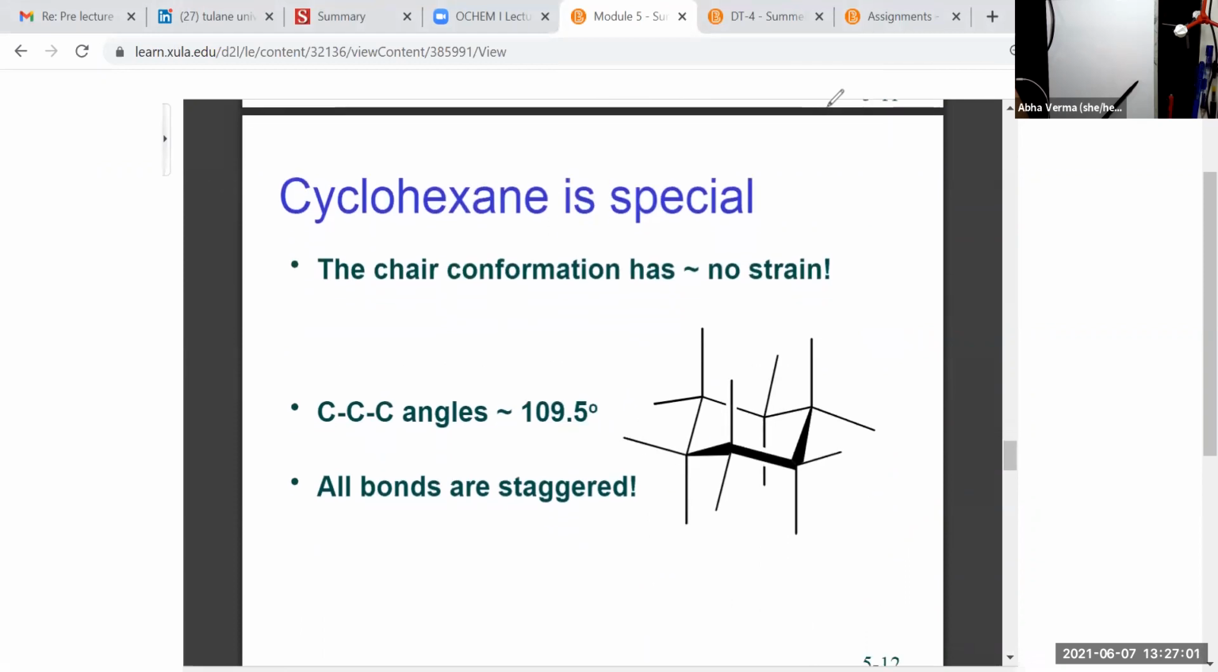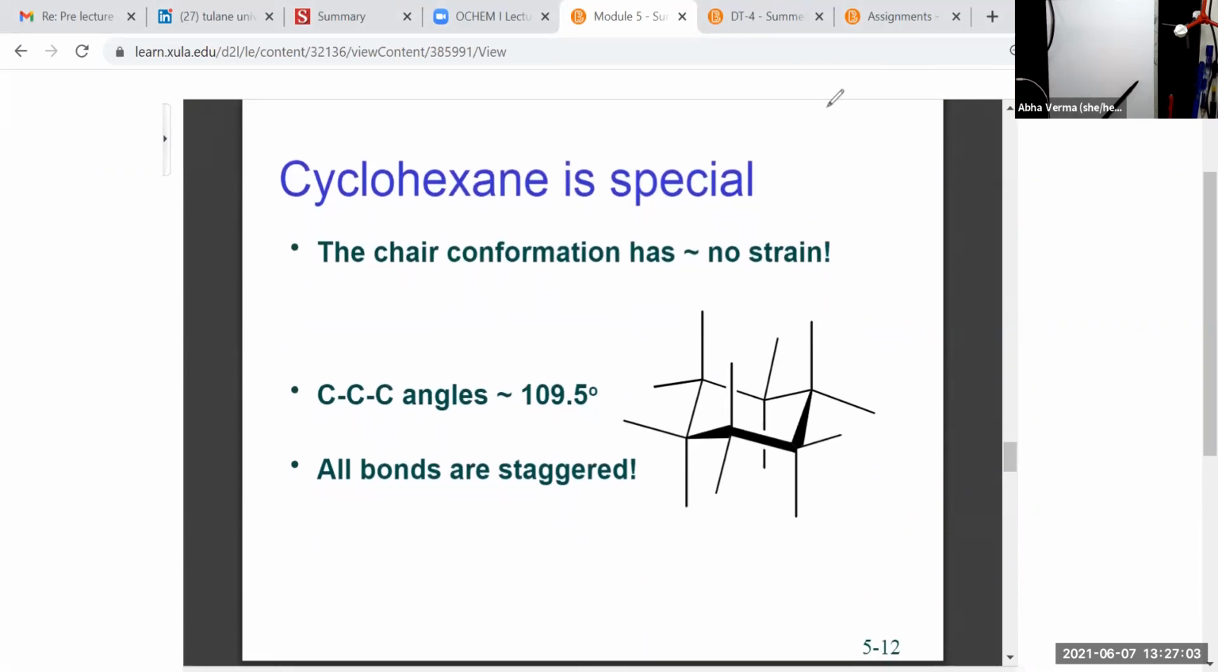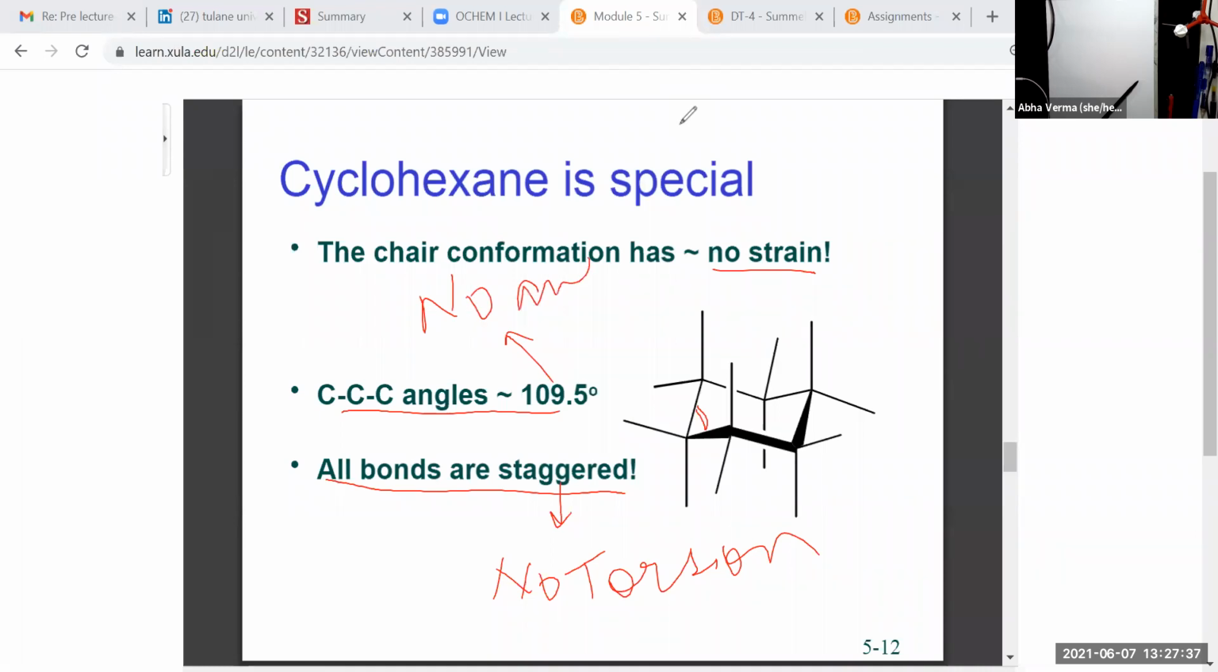And that is what brings us to cyclohexane. Most of our reactions, or most of your conformational chemistry, will be dependent on cyclohexane. There is no strain, no torsional strain, no angle strain in cyclohexane. All the angles within the structure are also 109. All bonds are staggered. What does that mean? No torsional strain, no angle strain.